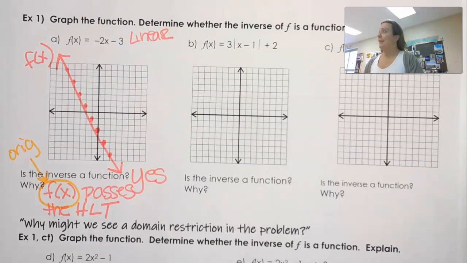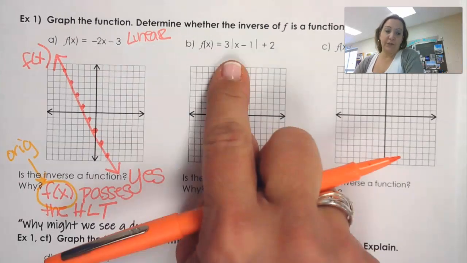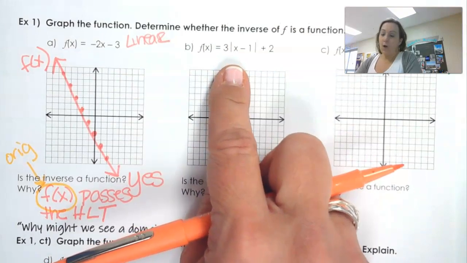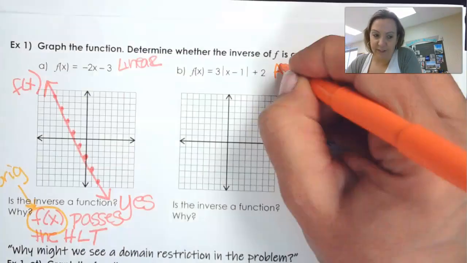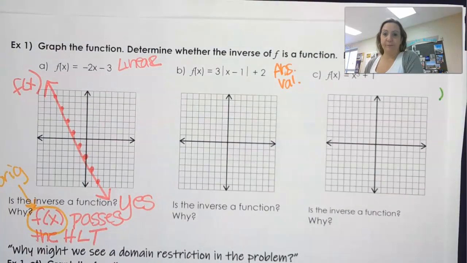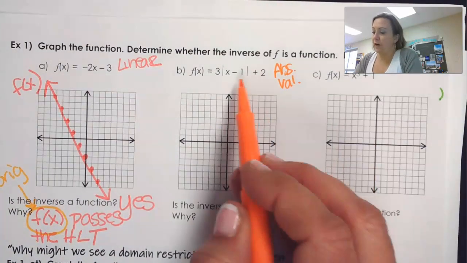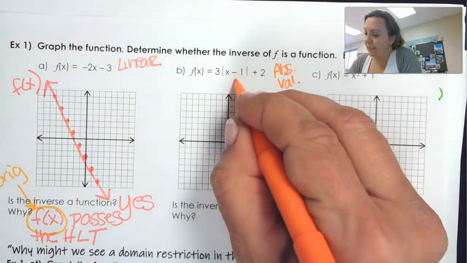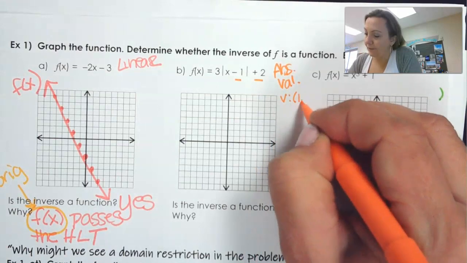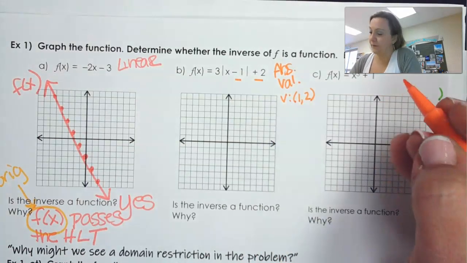Let's try to graph letter B. F of x equals 3 times the absolute value of x minus 1 plus 2. Well, we know that this is absolute value. That's going to be a V shape. We can look at our vertex. We see here that our vertex is going to be positive 1, 2.